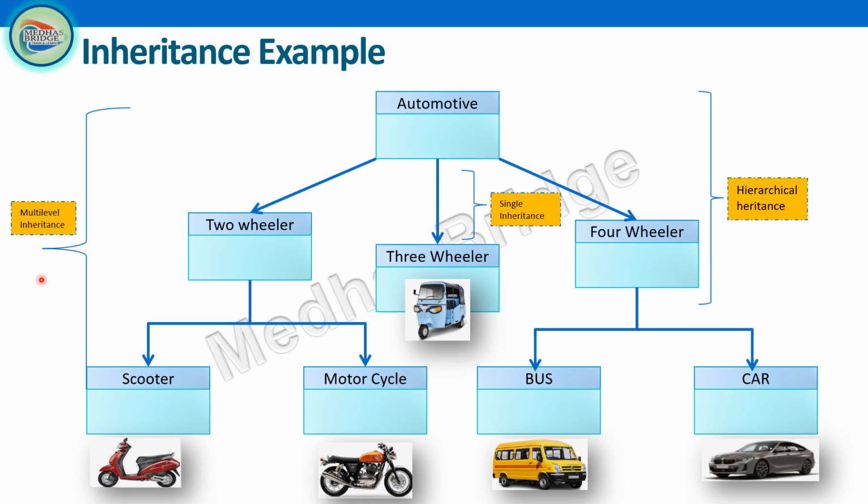If we look closely, automotive, two-wheeler, and scooter form a multi-level inheritance. Automotive and then three-wheeler form a single inheritance. And here is a hierarchical: one superclass and three subclasses is known as hierarchical inheritance.